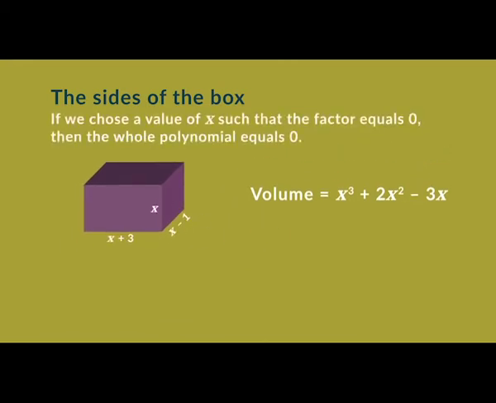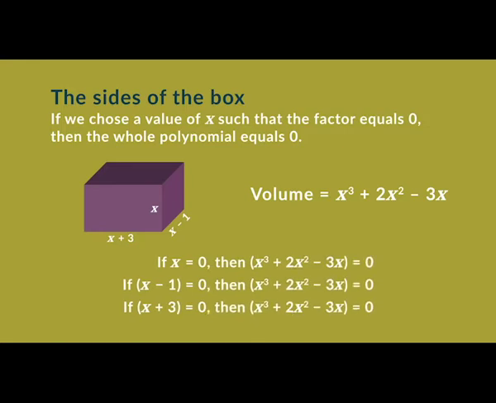The root of a polynomial is any value for the variable that will make the whole polynomial equal to 0. If we choose a value of x that would make any one of these factors equal to 0, then the whole cubic polynomial would be equal to 0.